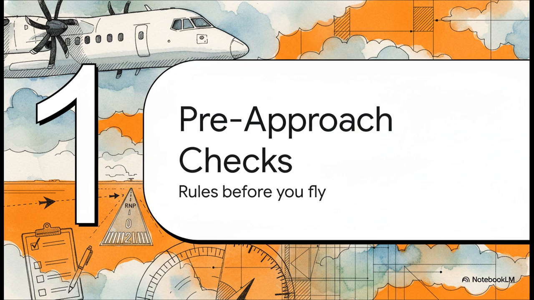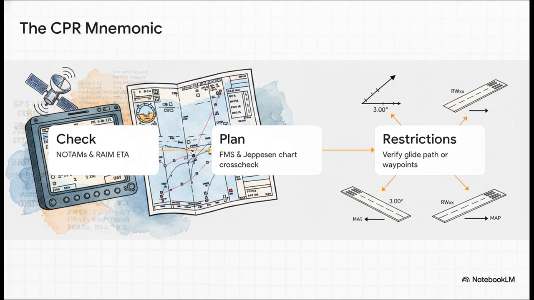Section 1. Pre-approach checks and rules. Let's kick things off with the very first phase of the flight profile, well before we even commence the physical approach. To make these mandatory initial rules totally effortless to memorize, I want you to just think of the acronym CPR. Check, plan, restrictions. Simple, right?